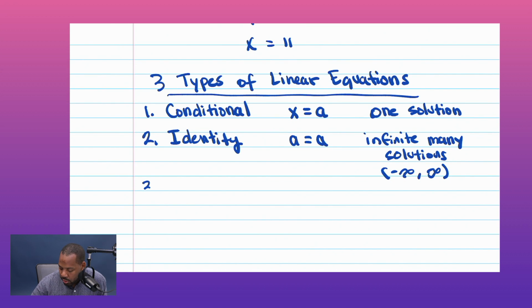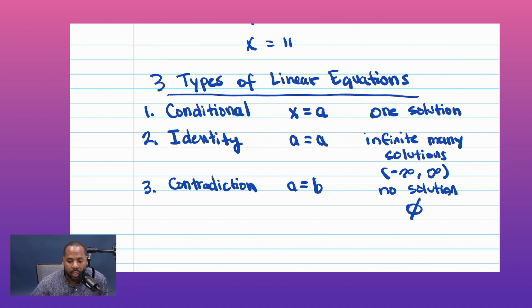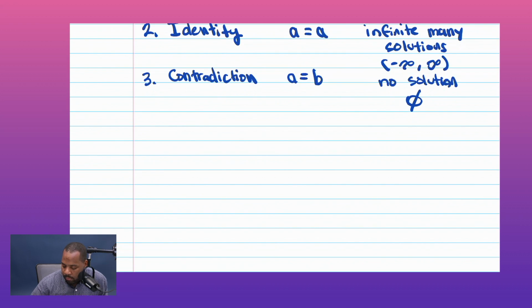And so my third and final type is going to be called a contradiction. And these will give you a false statement. I have A is equal to B. So in this case, I might have two numbers like 2 is equal to 3, which is never true. It's a false statement. And so these have no solution. And we'll say that the solution is the empty set. So these are my 3 types. So let me show you an example.